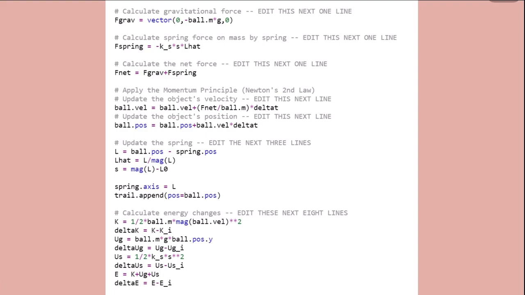Looking more towards the bottom of the code, this is how I've calculated the energy changes. This is important to note because we needed to find kinetic and universal gravitational to even get to the total energy that's changing.